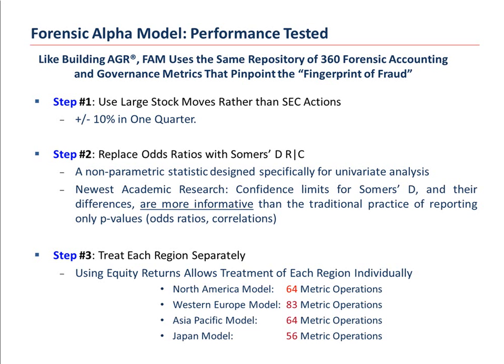So using Somers' D, we went back to the apple tree of 360 forensic accounting and governance metrics and allowed this univariate measure to select which metric operations would make it into the model.